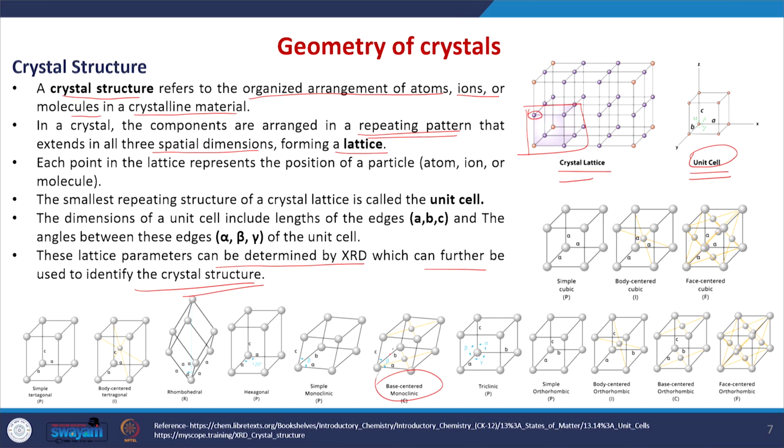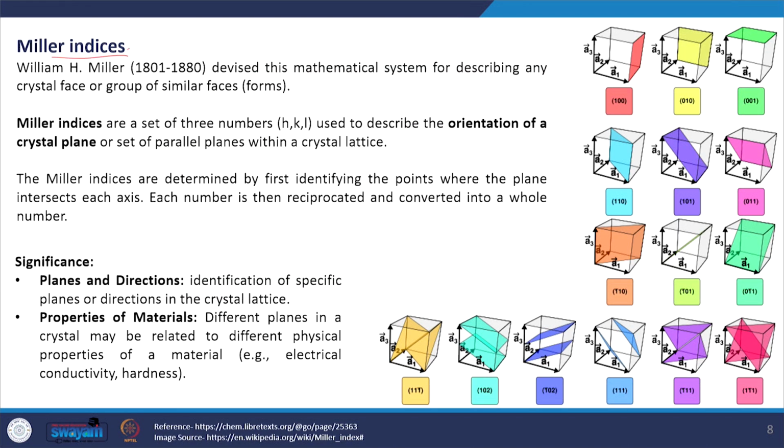So, we have different kinds of crystals. This crystal structure can be studied or determined by XRD, and we can also understand the lattice parameters using this XRD. Let us see what Miller indices are.